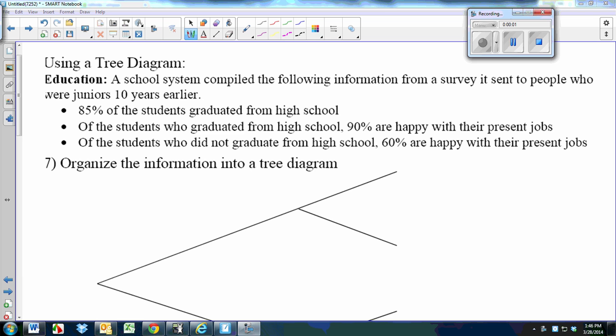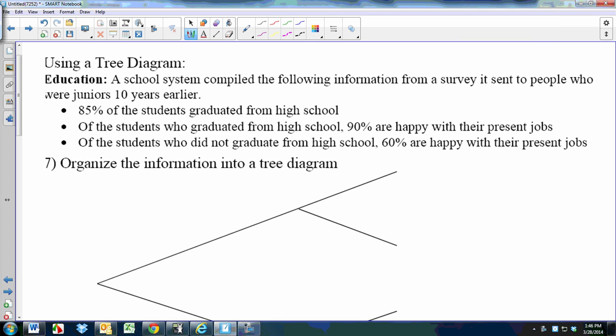Okay, this part of the video is for the tree diagram, the back of the notes. In the first video, on the first side of the notes, we dealt with a table, and it had raw data. It didn't have probabilities. What the tree diagram does is help you organize probabilities. So we're not going to have raw data, we're going to have probabilities to organize. So let's read the prompt.